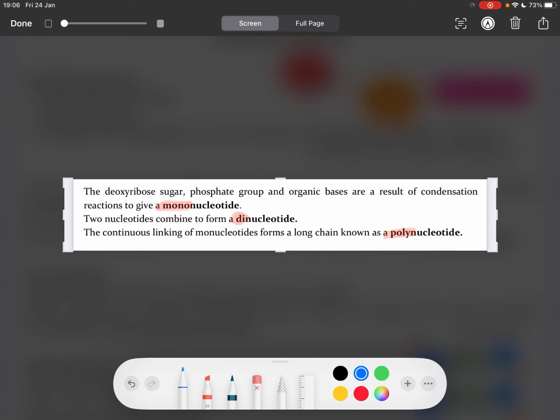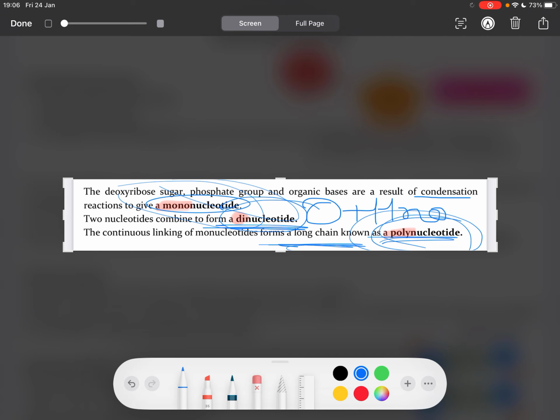A mononucleotide is one single base unit. When you add them together by a condensation reaction, which is the removal of water, the products are the product itself plus water. When you put two mononucleotides together, they form a dinucleotide. More of them make a long chain called a polynucleotide. The nucleotide itself is the monomer of the polynucleotide, okay?